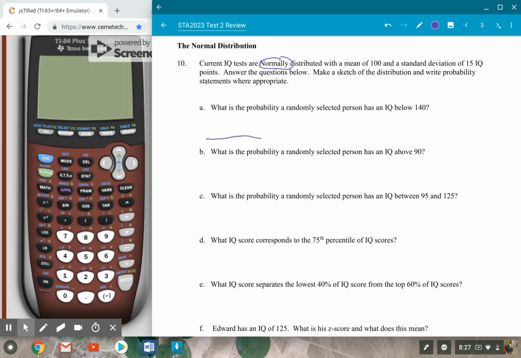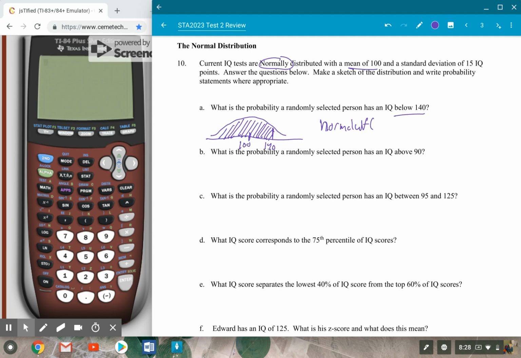So what I'm looking at is a bell-shaped curve. It's symmetric. It's unimodal. In the middle, I've got my mean of 100. It's given to me right here. I'm looking specifically at the mark of 140 and below that. So I'm looking, well, what area of the curve is this? What percentage, what probability do I have? So this will come from normal CDF.